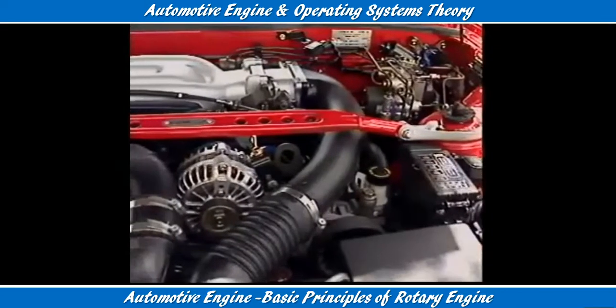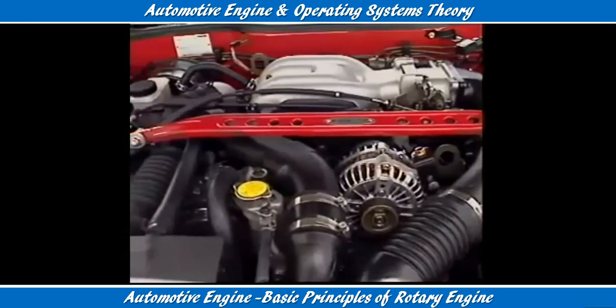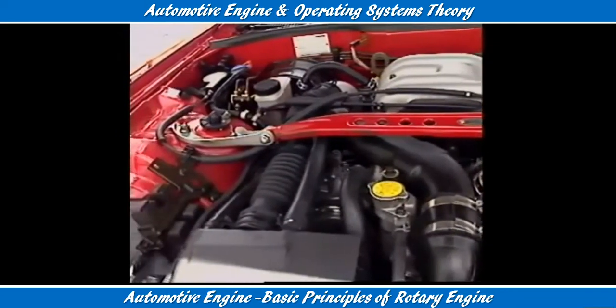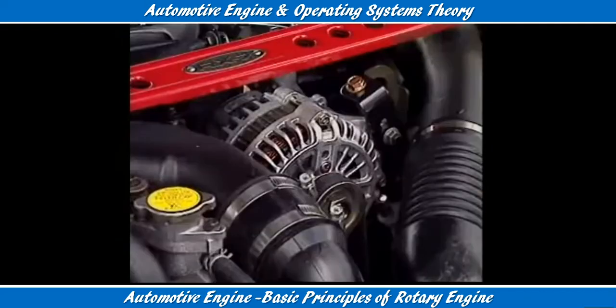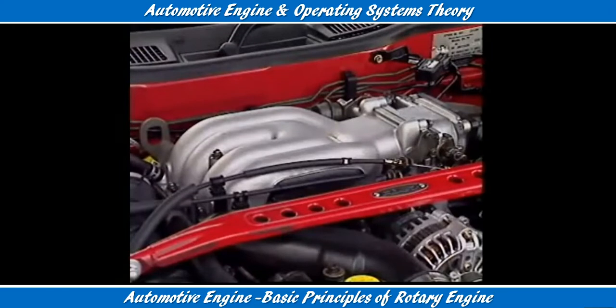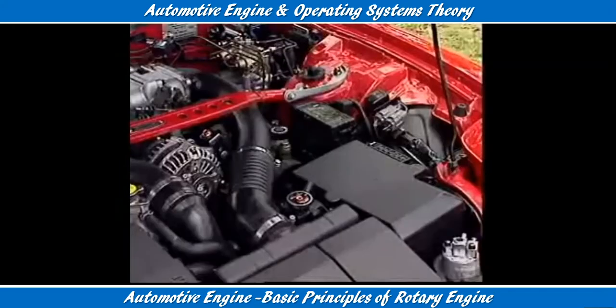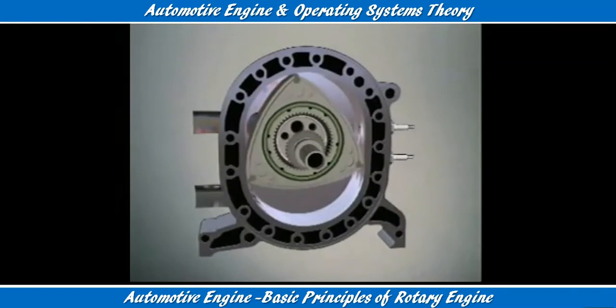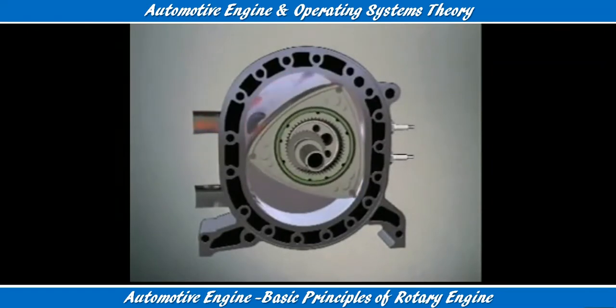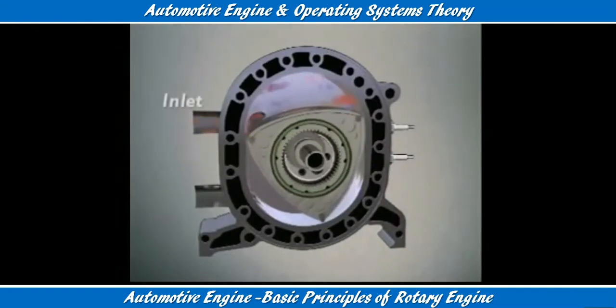Let's look at the basic principles of the rotary engine. The rotary engine does look different, but it's still an internal combustion engine. So let's find the 5 key events common to all internal combustion engines. Intake occurs when air-fuel mixture enters the working chamber at the inlet port.